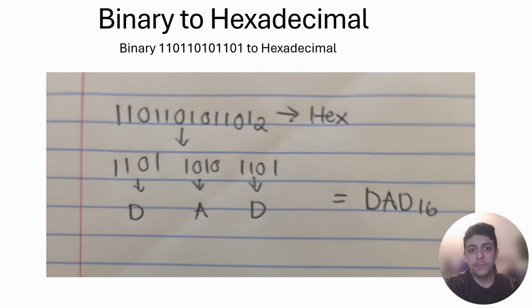Now with this problem, this is basically the reverse of the previous problem. Since each hex digit represents four binary bits, we can group the binary number into sets of 4, starting from the right. Then we convert each group into its hexadecimal equivalent. This works because 16 is equal to 2 to the power of 4, so each group of 4 binary digits directly links to 1 hex digit. This is efficient and avoids needing to convert through decimal.